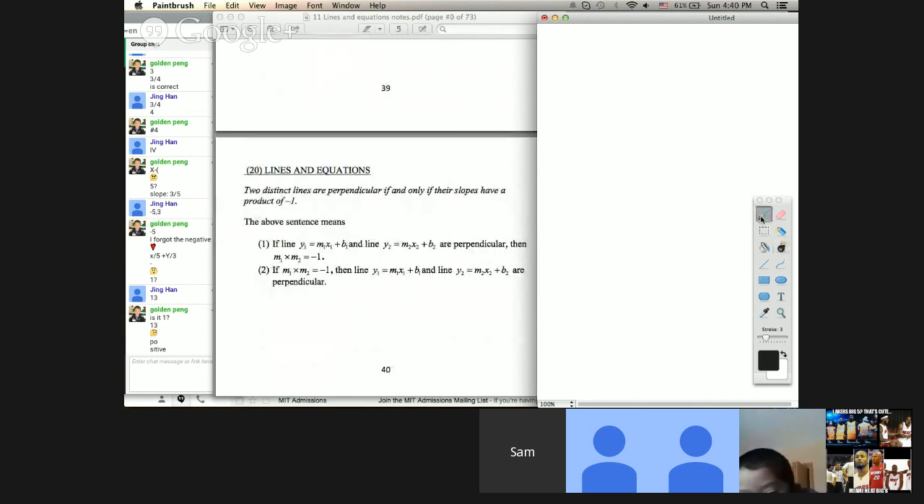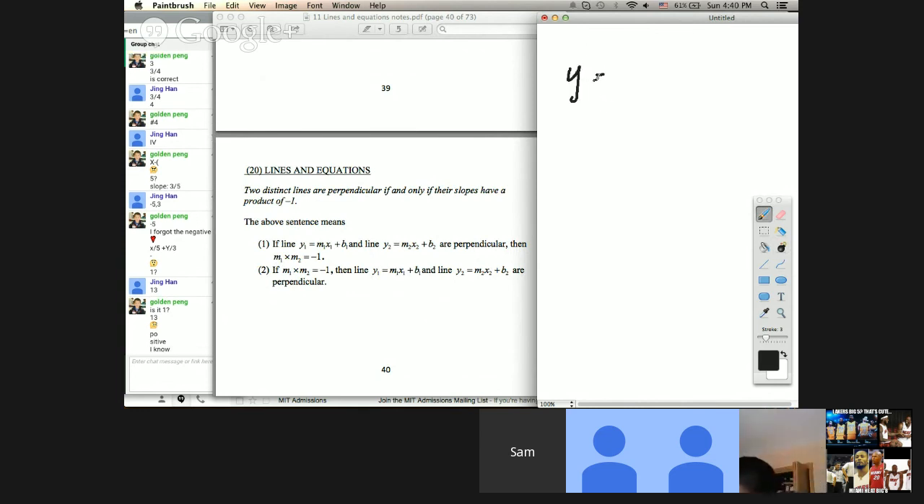Perpendicular lines have slopes that are negative inverses of each other. So let's say I had a line y equals 2x plus 1. Then the slope is going to be, you flip it, which is 1/2, and you turn it negative. So the perpendicular line is going to have a slope of negative 1/2.